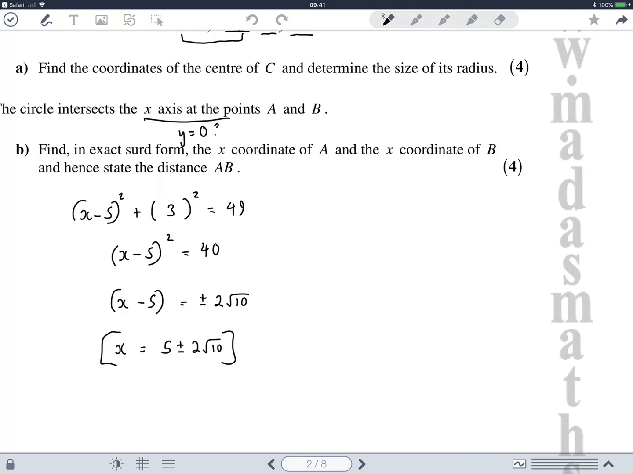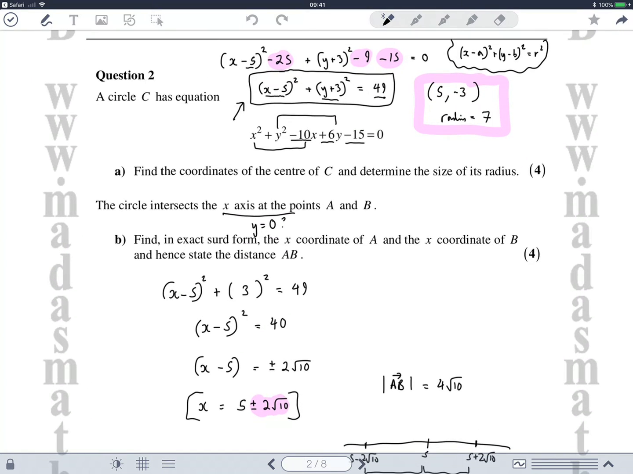And the distance between A and B, well, think about it. If we've got 2 points where the only difference between them is give or take 2 root 10, then that means the distance from A to B is just 2 lots of 2 root 10, which is 4 root 10. Think about it. If here's 5, and this one is 5 plus 2 root 10, and this point back here is 5 minus 2 root 10, then I've gone 2 root 10 and then another 2 root 10, so that's 4 root 10. And there you go, a fairly nice question.